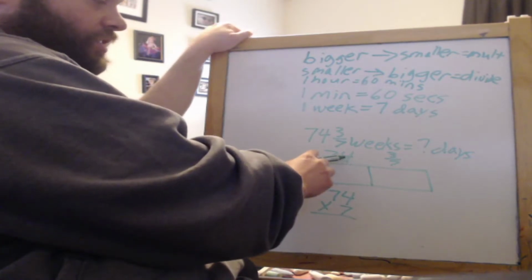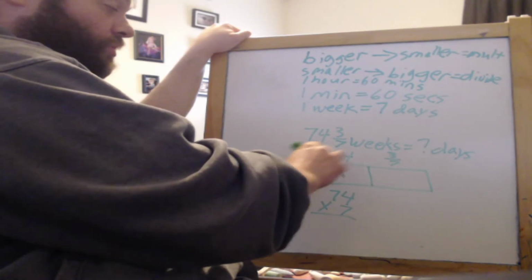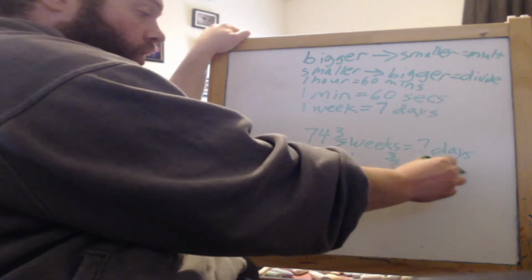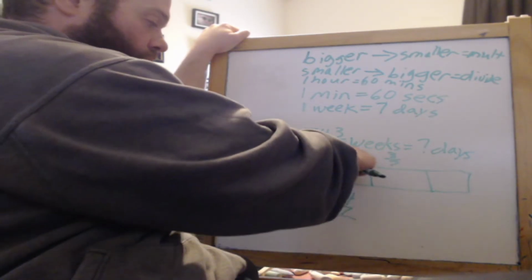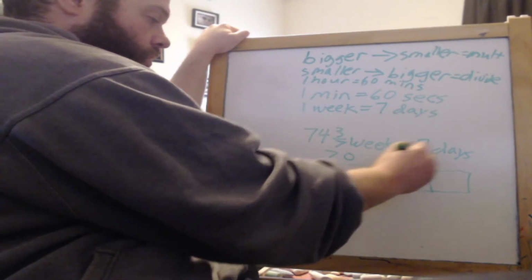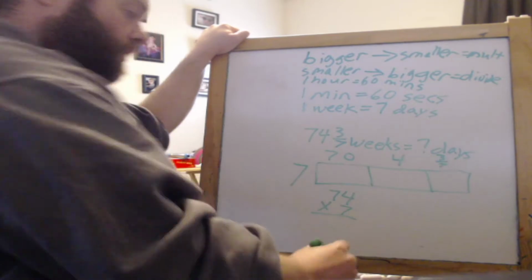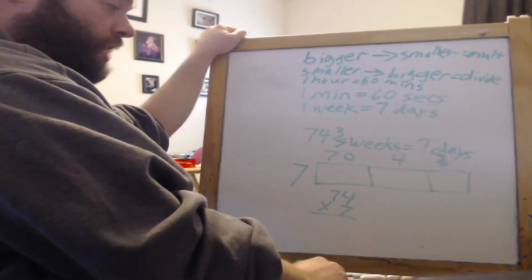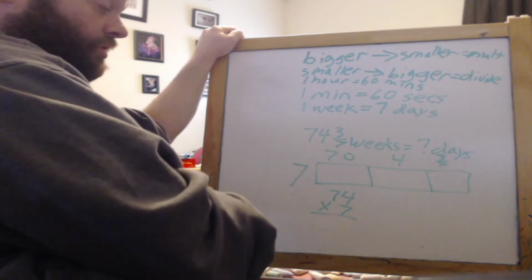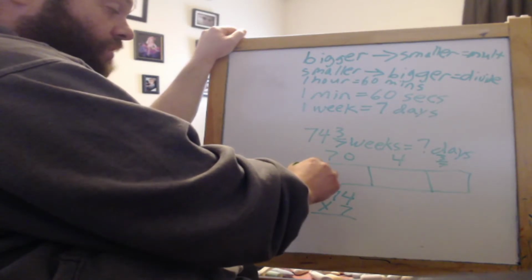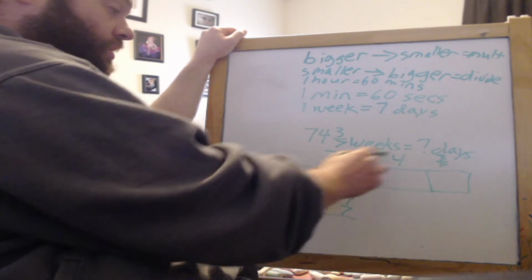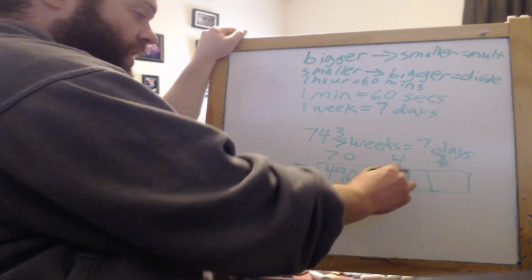Now, technically, we could also stretch this out where we could do 70 and then 4 and then 3/7, right? So we could do that, or we could just do 74 times 7. Let's just do this quickly. So 7 times 7 is 49, and then I'm adding the 0 here, so it's 490. 7 times 4 is 28.